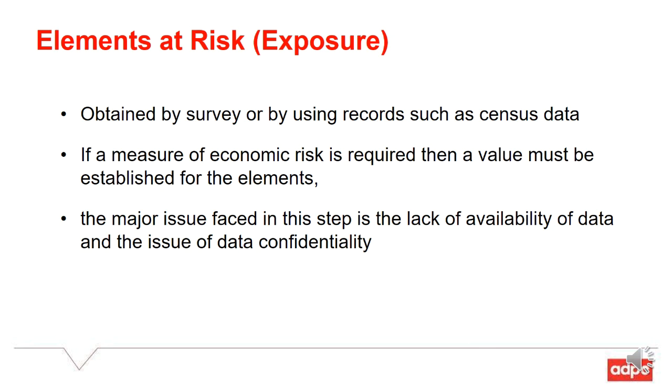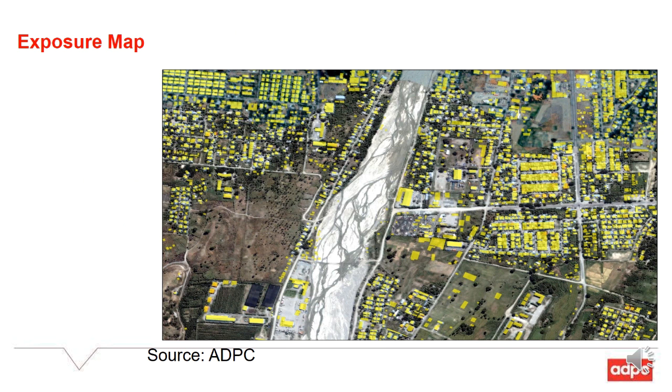For elements at risk, the exposure is obtained by survey or by using records such as census data. If a measure of economic risk is required, then a value must be established for the elements. The major issue faced in this step is the lack of availability of data and the issue of data confidentiality. This is one example of an exposure map, where we put the building footprints in an area.